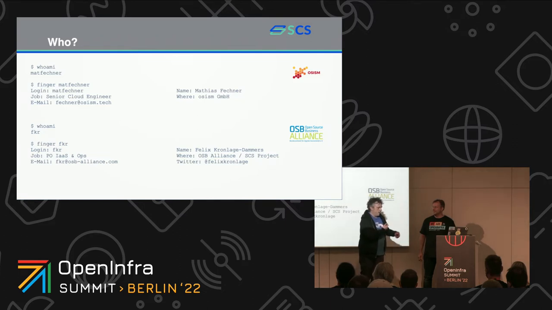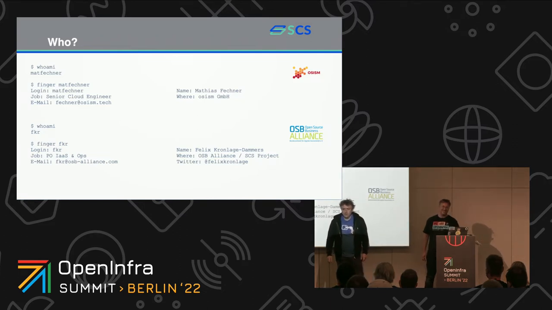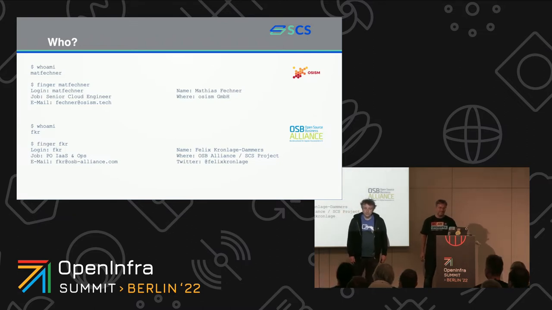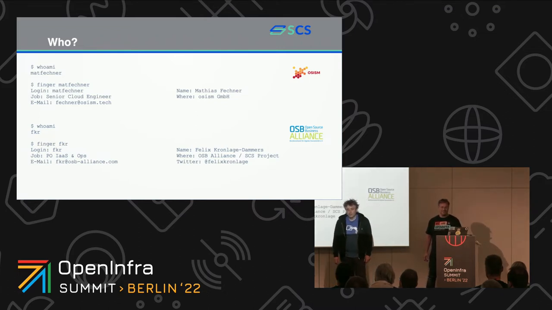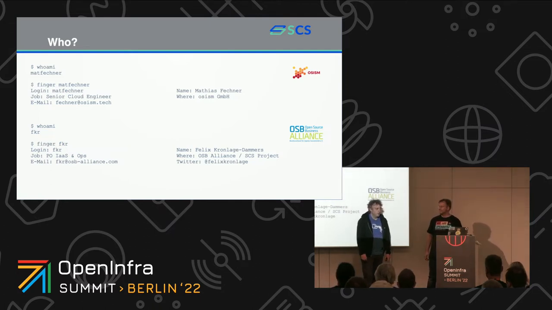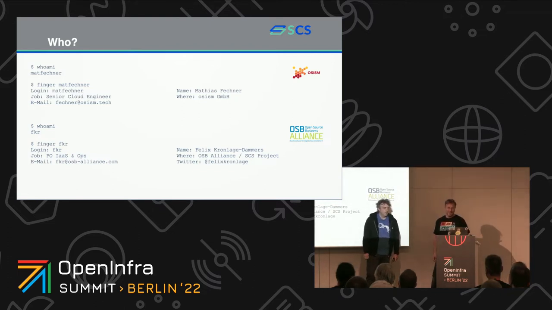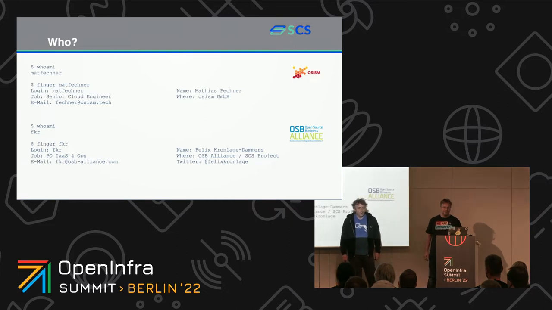To my right, left, is Matthias. Matthias Fechner works at OSISM, which is one of the companies that are part of the SCS project and who develop a good part of the reference implementation of the Sovereign Cloud Stack. And Matthias has a fairly long history in infrastructure, and he previously worked at Noris Cloud, and is also one of the guys who built up the Plus Cloud Open that is based on SCS.